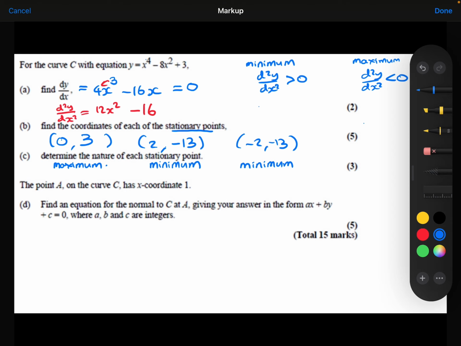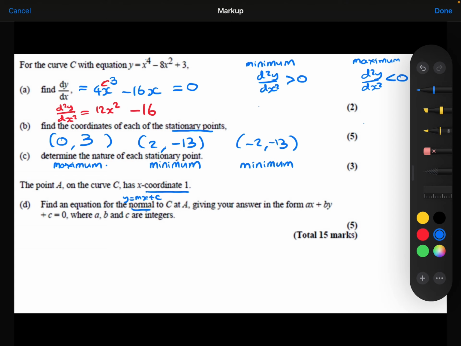Part D. We are told that the point A lies on the curve and has x coordinate 1. We need to find an equation for the normal to the curve at A, and we need to give our answer in that form. So the normal is a straight line, so I'm thinking y equals mx plus c. And crucially, I know that the normal is perpendicular to the curve at that point. So it's going to have the negative reciprocal gradient.